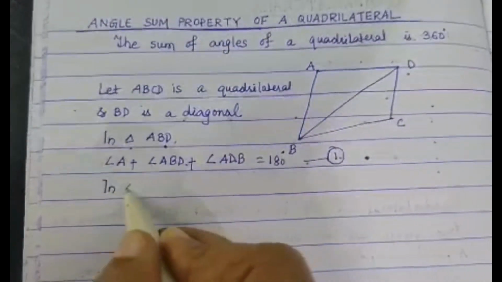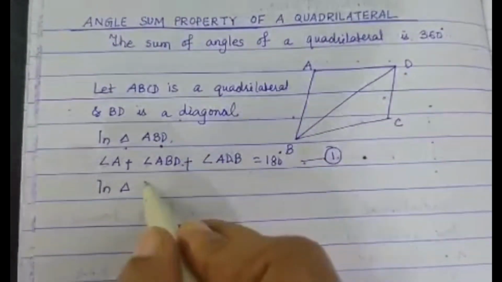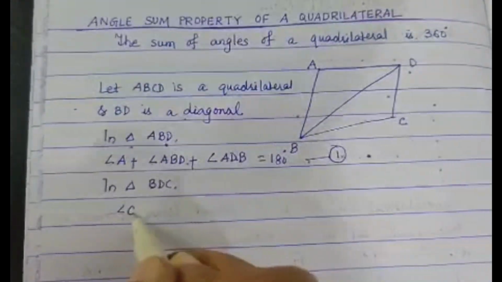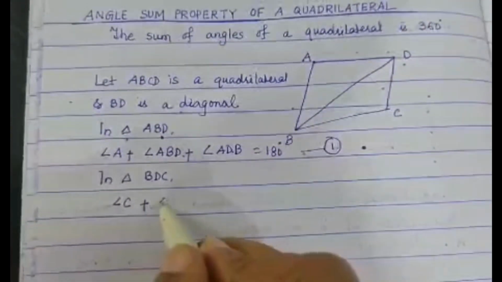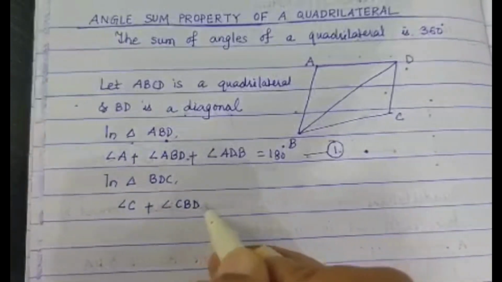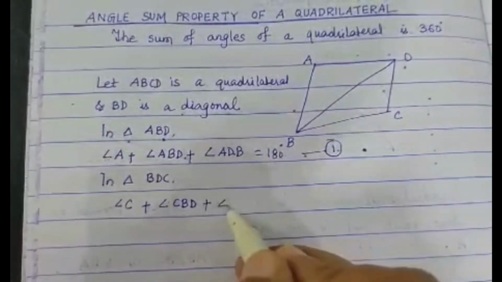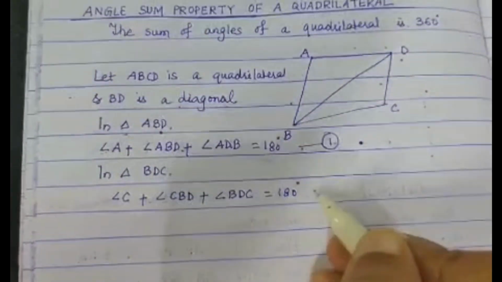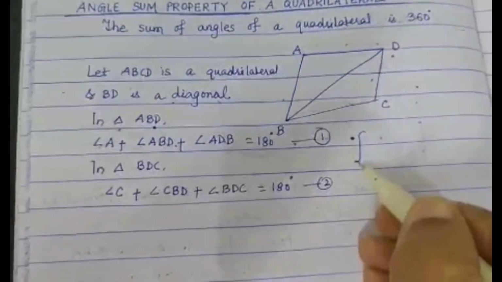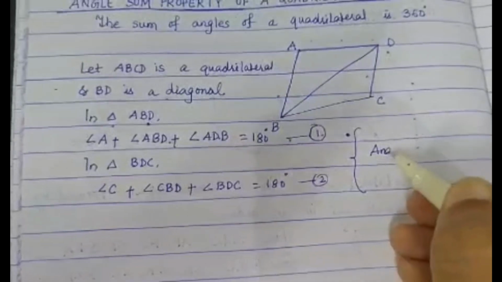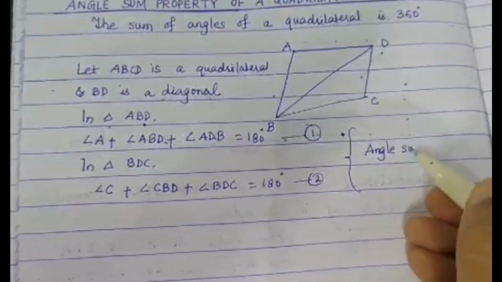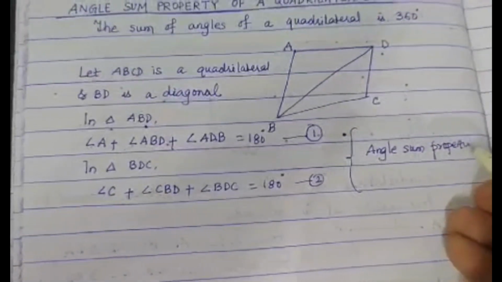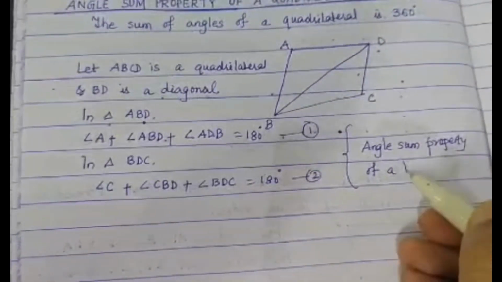Now in triangle BDC, what we have? Angle C plus angle CBD plus angle BDC is equal to 180 degrees. We know these two from the angle sum property of a triangle.